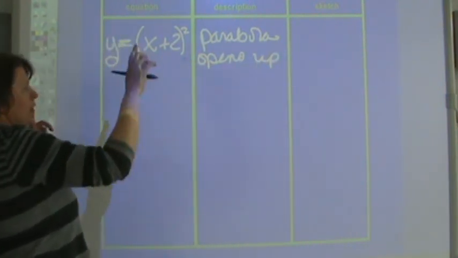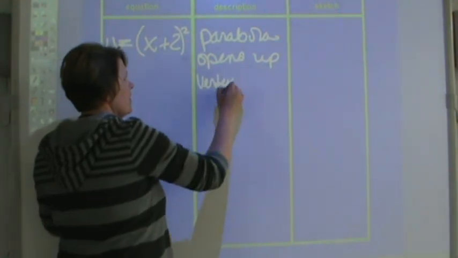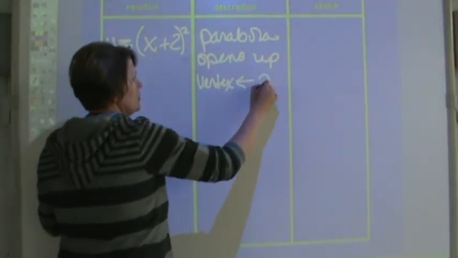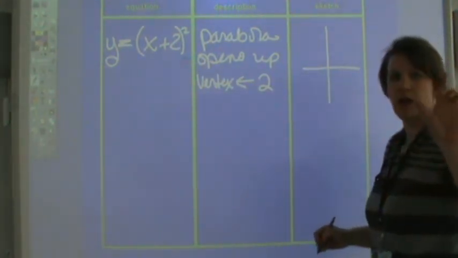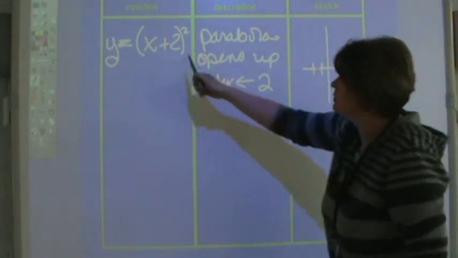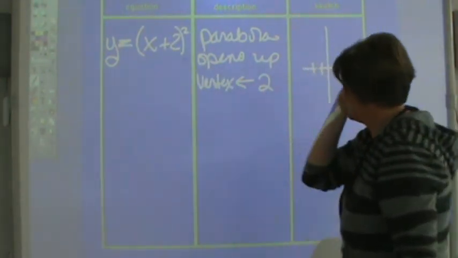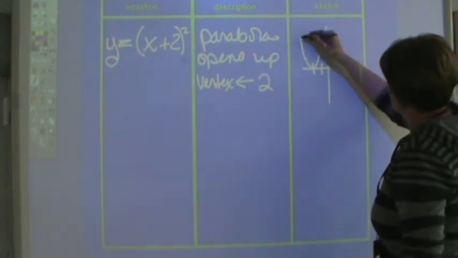Okay, so it's going to open upward. This time the vertex is going to be left 2. Okay, if you want to know why it's not right 2, call me over and I'll explain it to you. But basically, you just need to know if it's plus inside the parentheses, it's moving left. So it would look something like that.